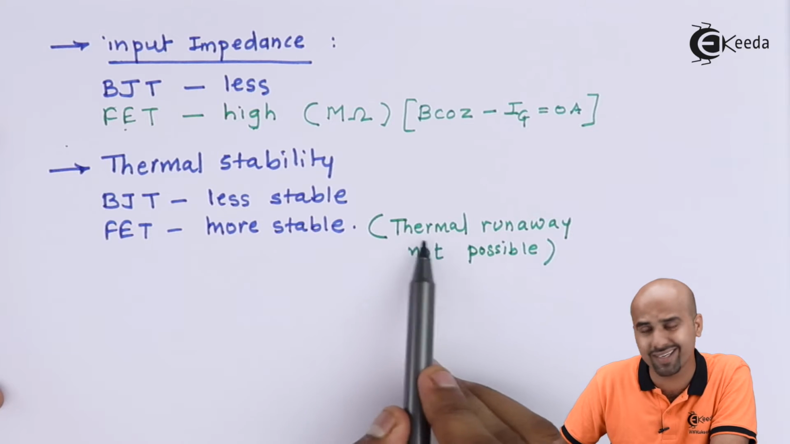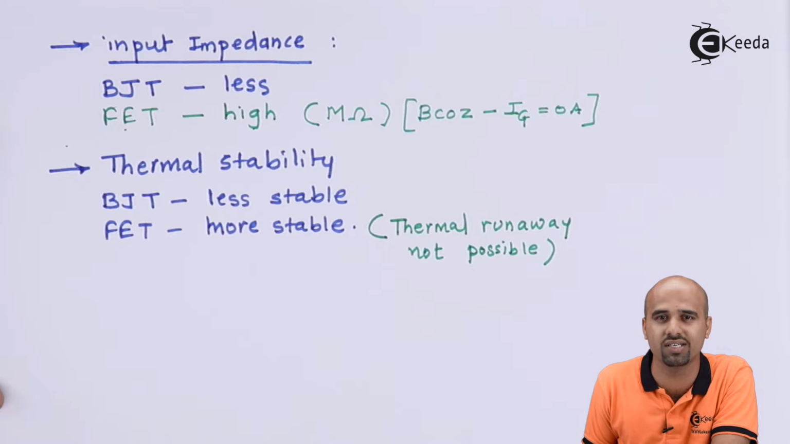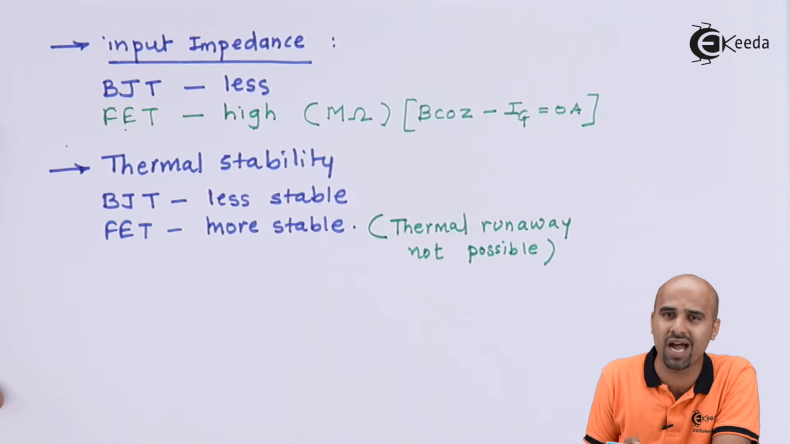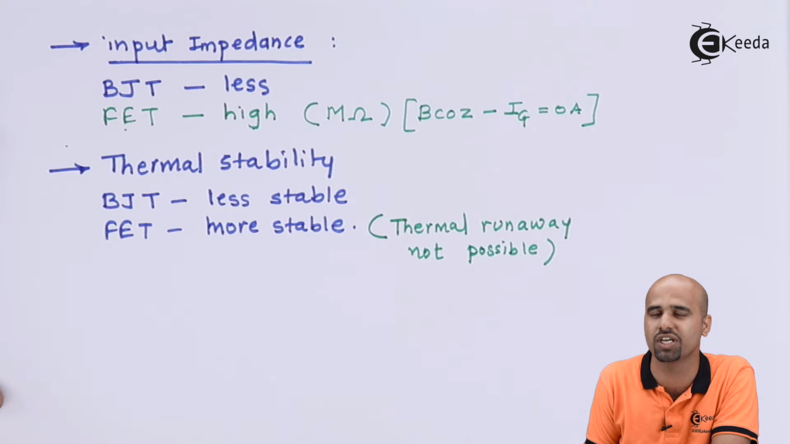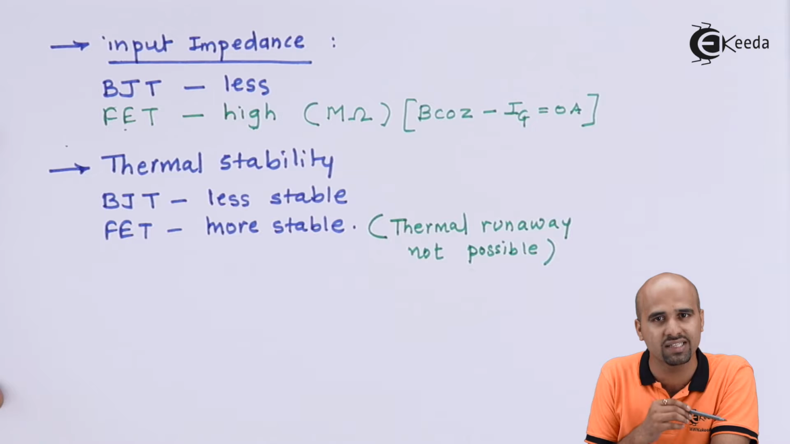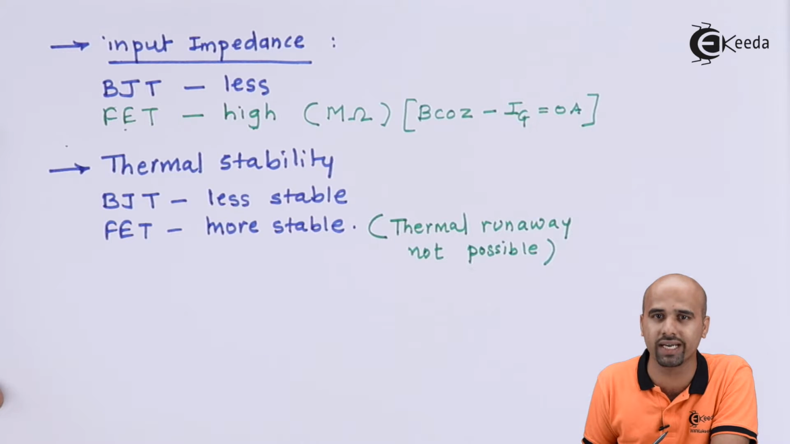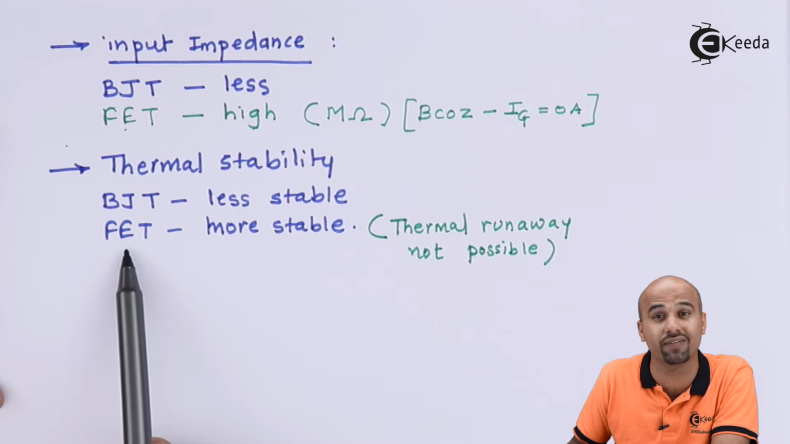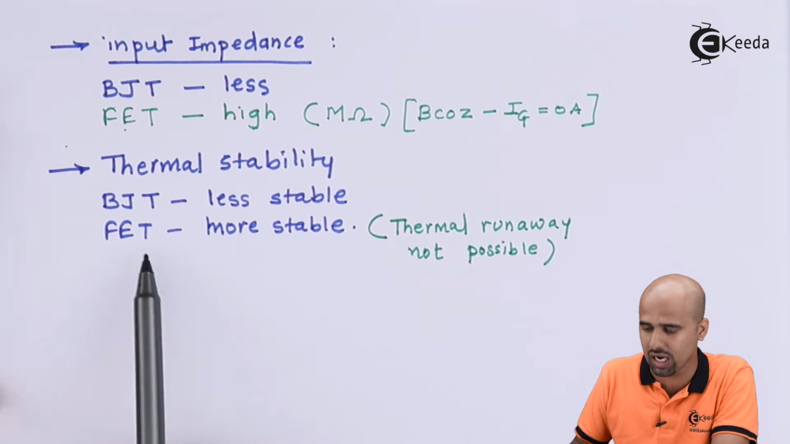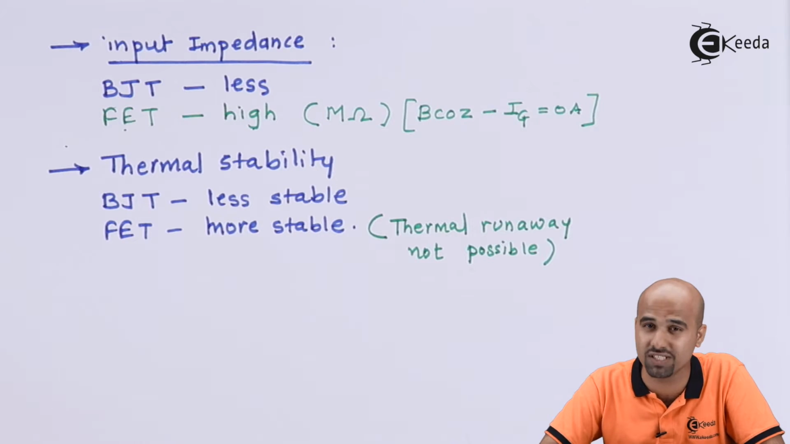We all have studied thermal runaway. If ICO increases, minority charge carrier current increases, your IC increases. Your IC increases, then dissipation increases, heat increases, and again temperature increases. This cycle goes on and BJT can get damaged. But this will not come into the picture for FET, right? So this is how we have got the difference between FET and BJT.